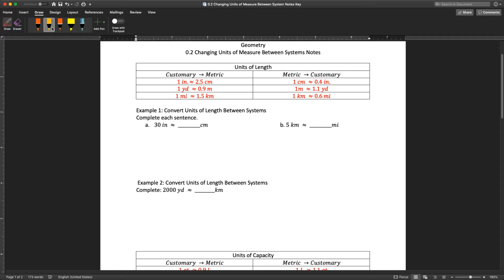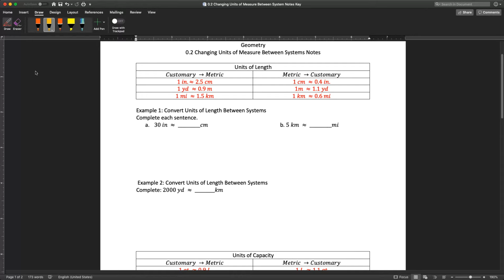In today's lesson, we're going to talk about 0.2, changing units of measure between systems. In our previous lesson, we talked about changing units of measures within a system. Now we are going to change from customary into metric, or from metric into customary. And remember, those are two different ones. Customary is what we know here in the US. Metric is one that is more known around the world.